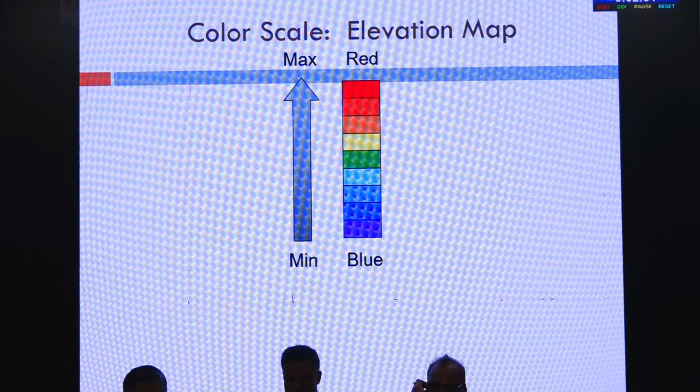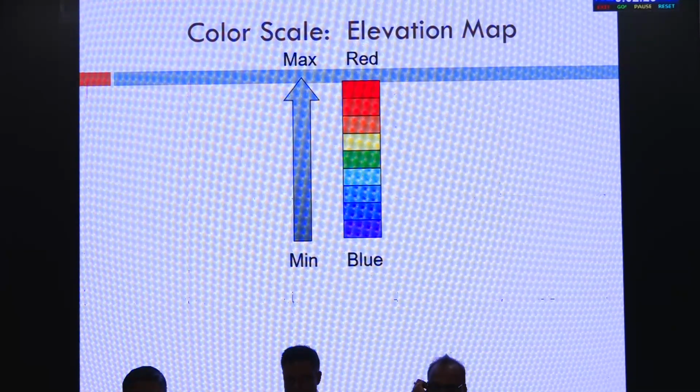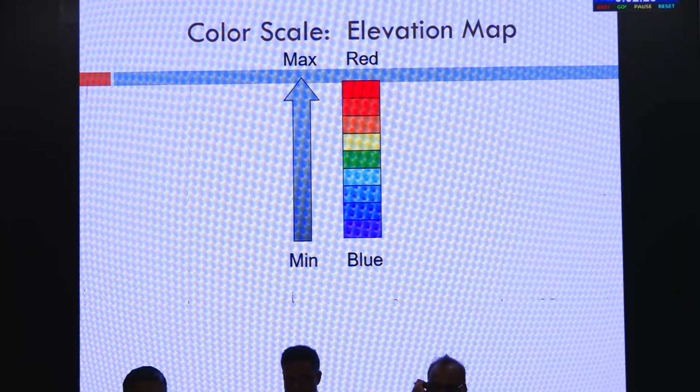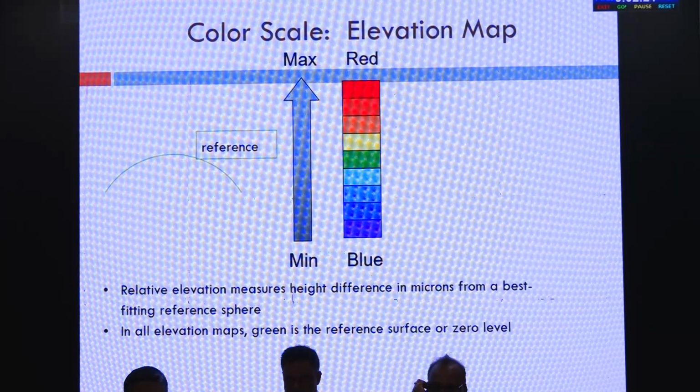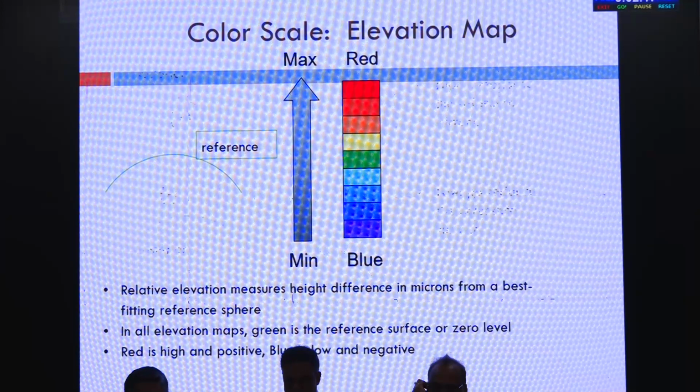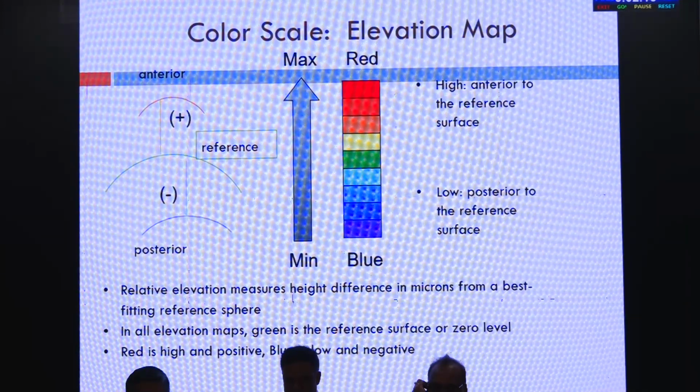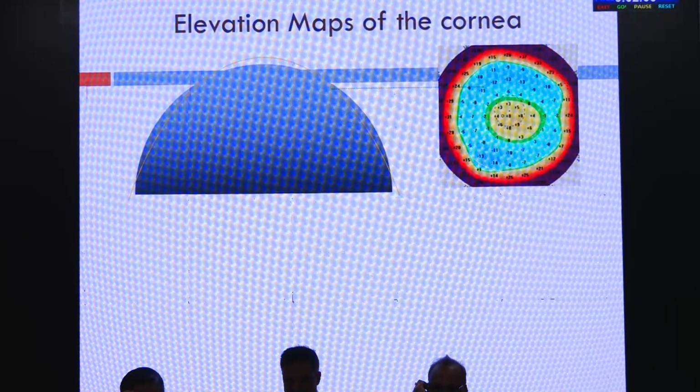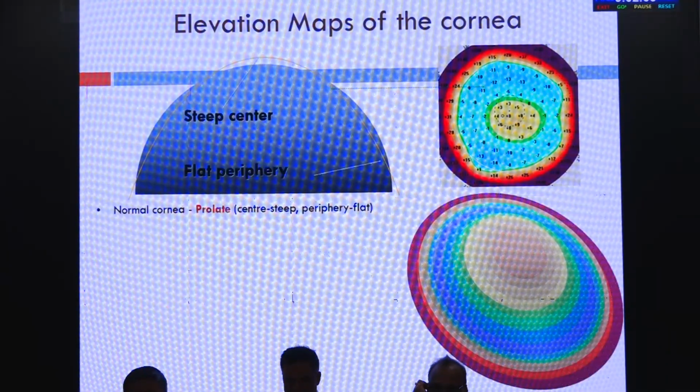Every map is color coded in this. You see beautiful colors from blue, green, red, yellow, all colors. But what do these colors mean? You need to understand. In elevation maps, blue means flat, red means steep, that is elevated over and above your best fit sphere. So over and above a reference sphere, if the patient's cornea is steep or elevated, that will reflect as plus or red. And if it is flat, it will be below your reference sphere, it will be blue or minus values. So this is a representation of an elevation map.